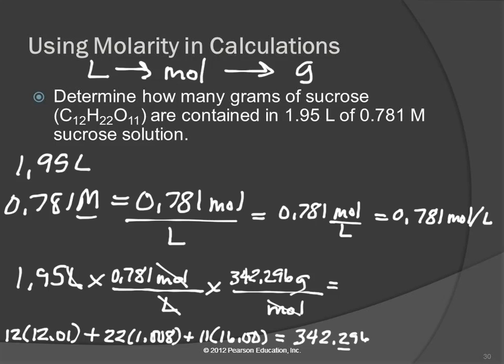Now I just calculate left to right. 1.95 times 0.781 times 342.296 equals 521. We should have 3 sig figs, right? Because everything we started with had 3. So that will round off to 521. 521 grams of sucrose.